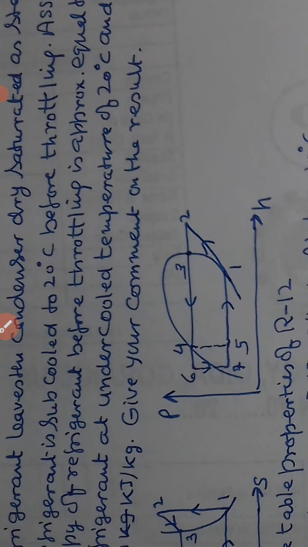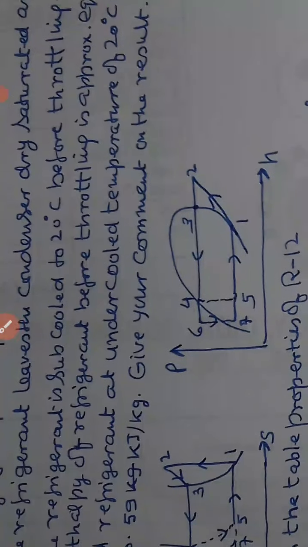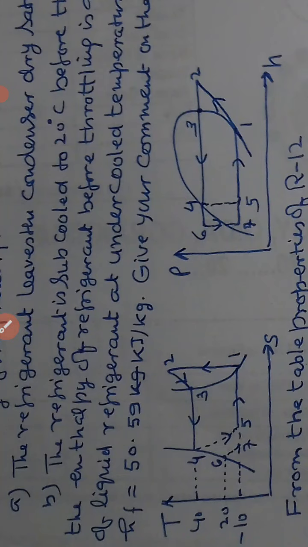assuming that the enthalpy of refrigerant before throttling is approximately equal to the enthalpy of liquid refrigerant at undercooled temperature of 20 degrees centigrade, and take it as HF, that is enthalpy of the liquid, 50.59 kJ per kg. Give your comment on the result.